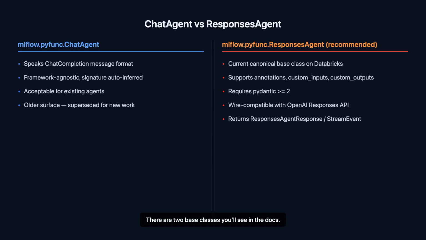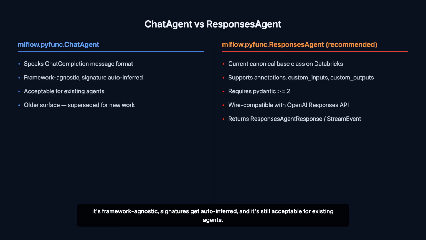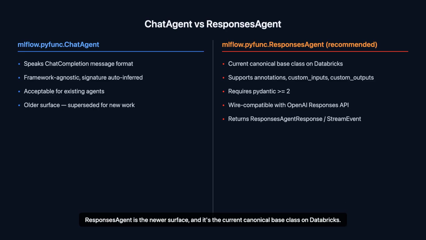There are 2 base classes you'll see in the docs. ChatAgent speaks the older chat completion message format. It's framework agnostic, signatures get auto-inferred, and it's still acceptable for existing agents. ResponsesAgent is the newer surface, and it's the current canonical base class on Databricks. It supports annotations and custom inputs and custom outputs, and it requires Pydantic version 2 or higher. It's wire compatible with the OpenAI Responses API, and it returns the richer ResponsesAgent response and stream event types. For anything new, ResponsesAgent is the answer.